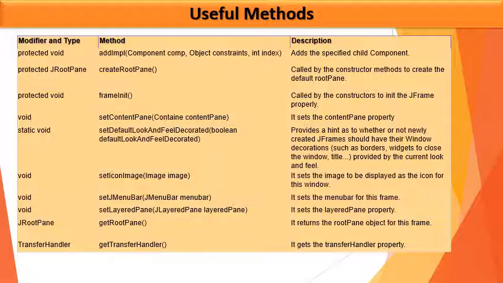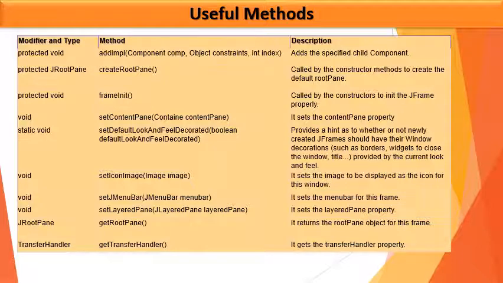The next is a protected JRootPane, createRootPane. So that will create the root pane. This will be called by the constructor method to create the default root pane. The next method is frameInit. The modifier is protected void, and this will be called by the constructor to init the JFrame properly. So this is particularly used for initialization of JFrame.